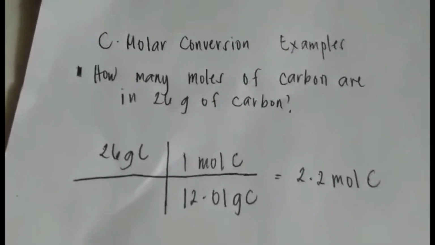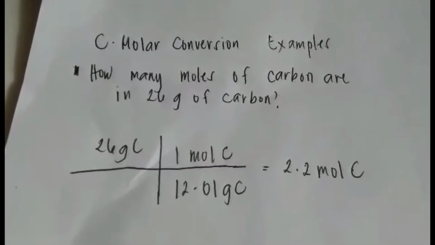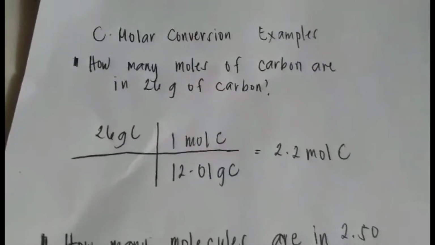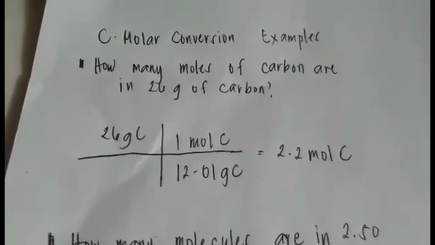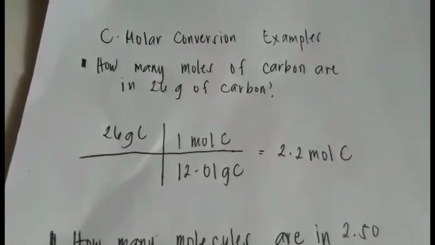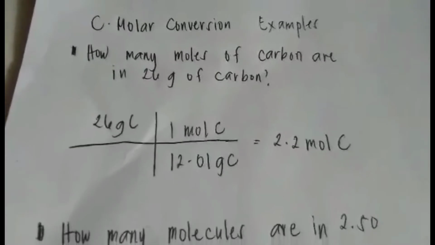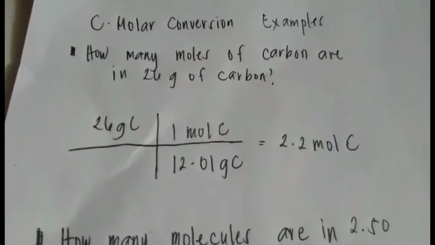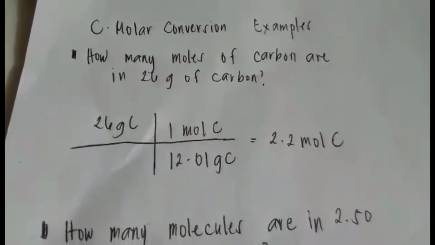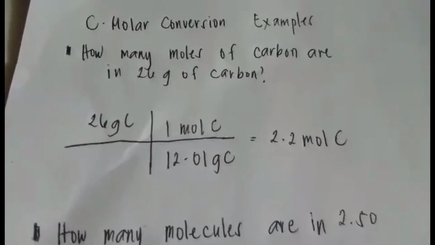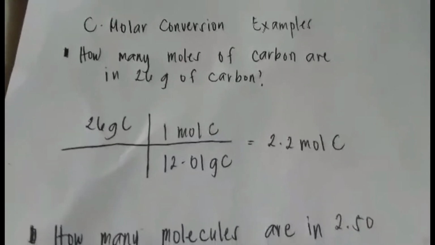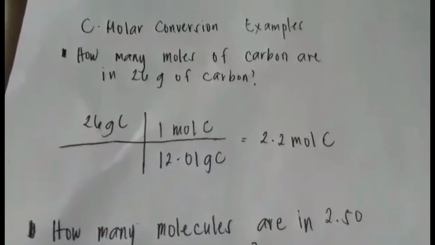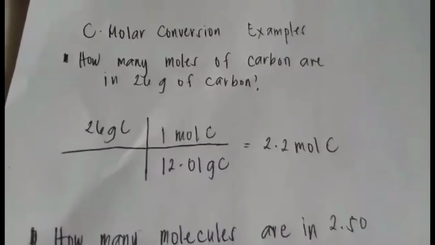First example: how many moles of carbon are in 26 grams of carbon? Going back to the molar conversion, as you can see earlier, it goes from mass in grams to moles, and moles to number of particles. Since we already have the number of grams, which is 26 grams of carbon, and the question is how many moles of carbon are in 26 grams of carbon, we need to use 12.01 grams of carbon per mole.